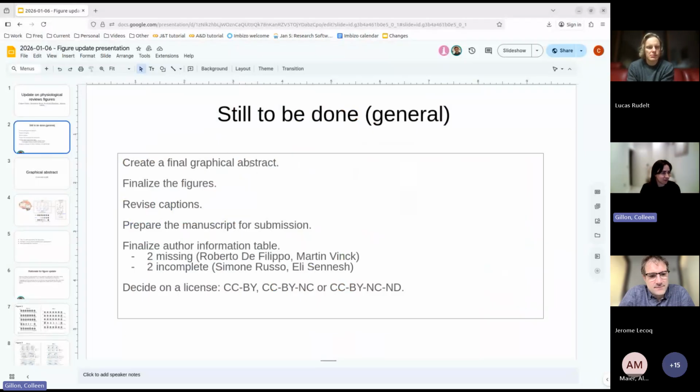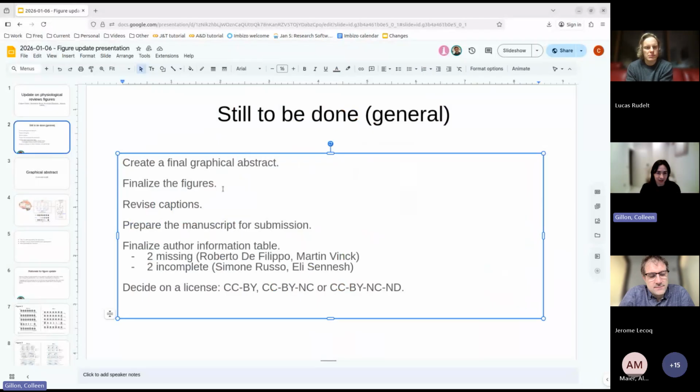So we're working on the final graphical abstract and finalizing the figures, after which we'll have to revise the captions to reflect the updated figures. Then there's the preparation of the manuscript for submission, which is not too demanding with Physiological Reviews. We have a bit of an oddity that our captions are in the figures because of Google Docs. We'll have to see if that's a problem, but I'll assume it's not until they tell us it is.